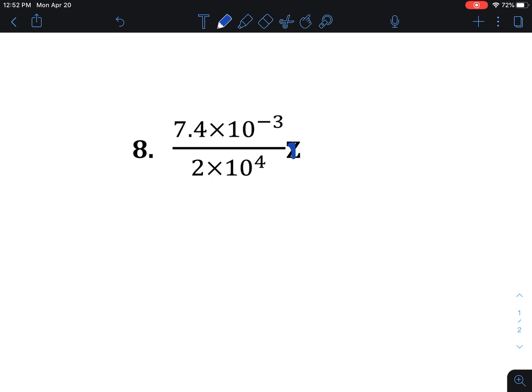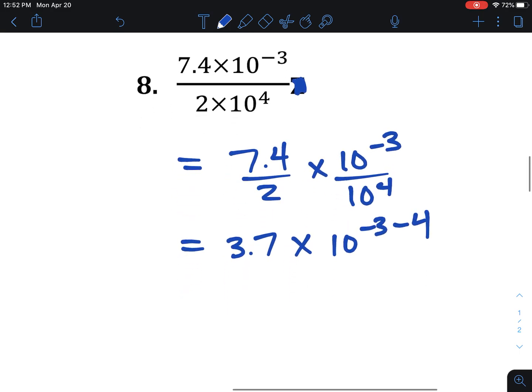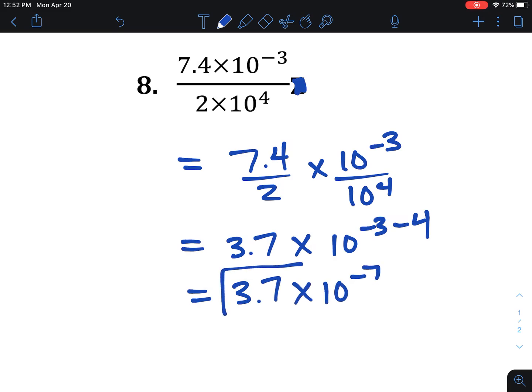And one more over here. That z should not be there. You can go ahead and just ignore that z. Okay, this is 7.4 divided by 2 times 10 to the -3rd divided by 10 to the 4th. Again, if you divide the numbers out front, 7.4 divided by 2, you get 3.7. And then for this one, it's kind of weird because you got a smaller power of 10 on top, which is not that weird, it just looks a little bit funny. It's the same idea though, just keep the top exponent, subtract the bottom one. It'll just be a negative exponent. So we got 3.7 times 10 to the -7.